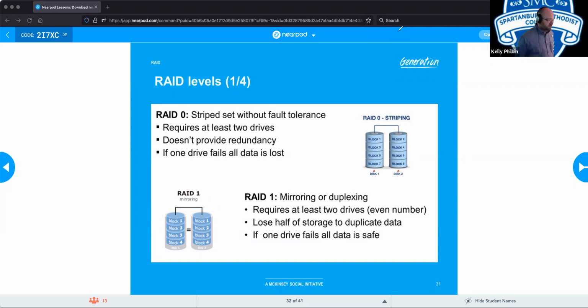This would typically be for large volume storage, is when somebody would implement a RAID array. Any other questions with regards to RAID?